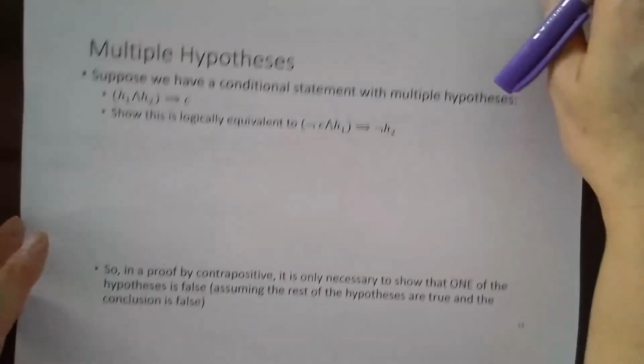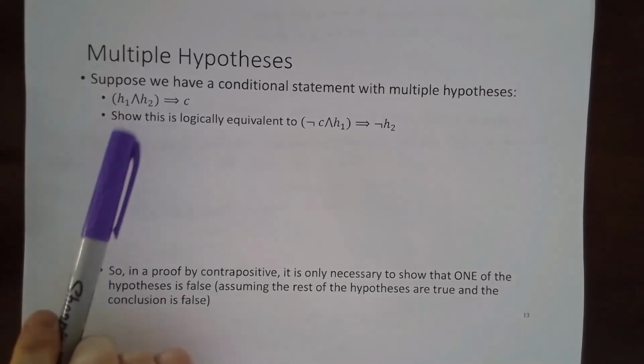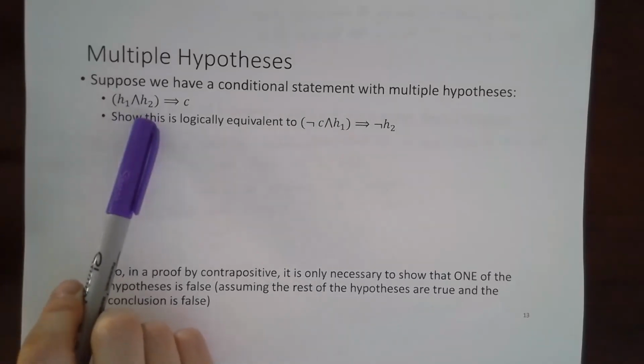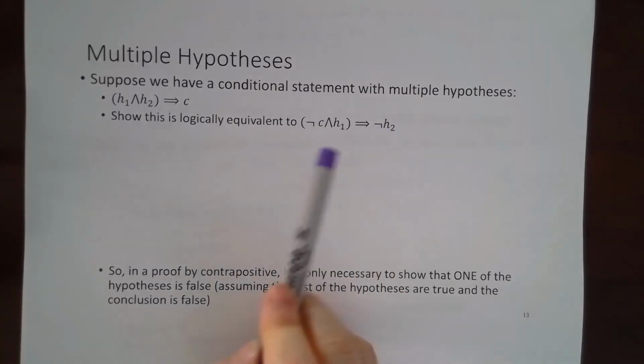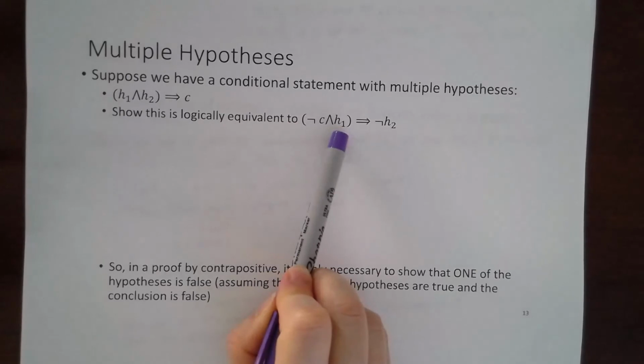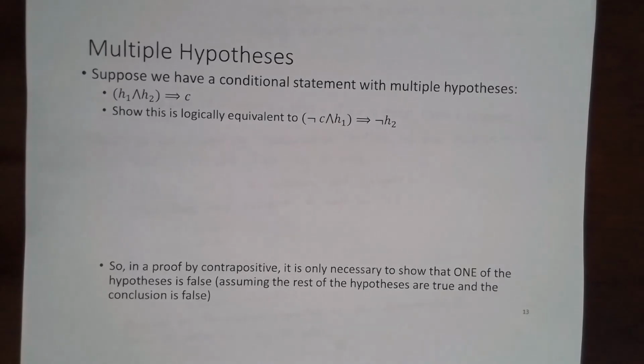Okay. So the other thing to look for is when you have a statement written with multiple hypotheses. So suppose we have a conditional statement like this: hypothesis 1 and hypothesis 2 implies conclusion. So you have more than one statement as part of your hypothesis. Well, it turns out that this is logically equivalent to not C and hypothesis 1 implies not hypothesis 2. We're actually going to convince ourselves of this so that we know that we can use it.